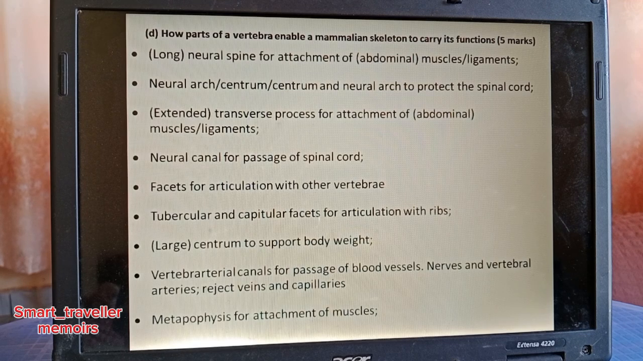Tubercular and capitular facets for articulation with ribs. Large centrum to support the body weight. Vertebral canals for passage of blood vessels, nerves and vertebral arteries. Reject veins and capillaries. And then we have the metapophysis for attachment of muscles.